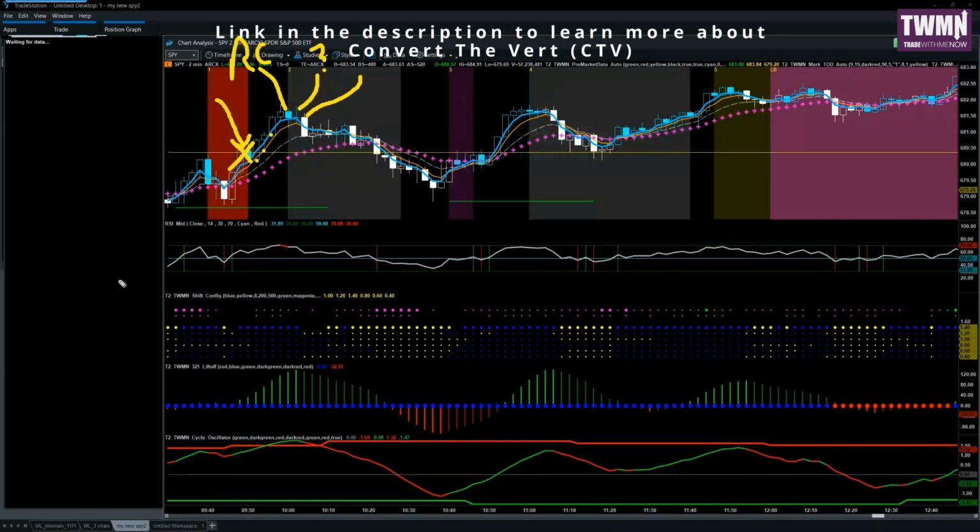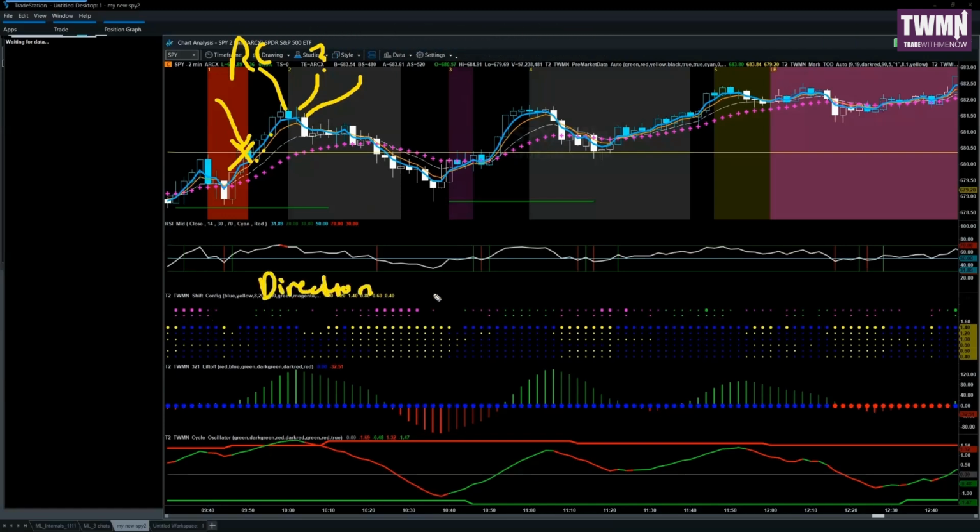Check. So just recap. The direction leading into the time of day zone is up. So I know I'm looking for a reversal to the downside. This is called what?